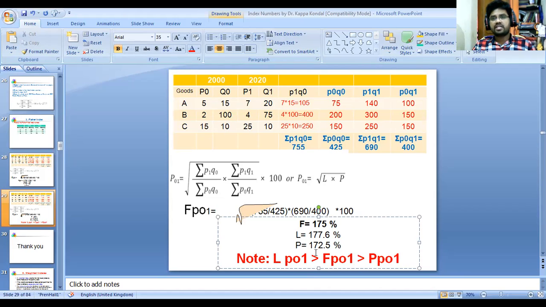What are the uses of index number? Where can we use this kind of index number in economics? I hope you all understood.